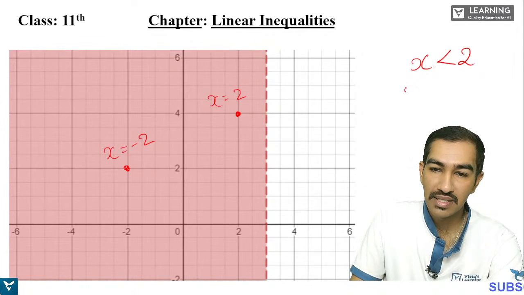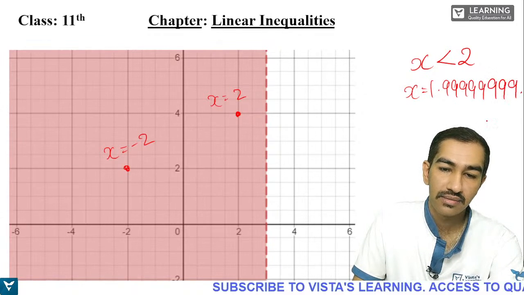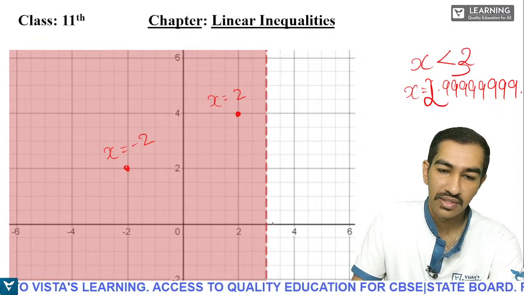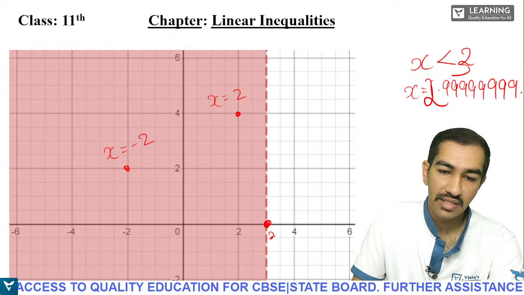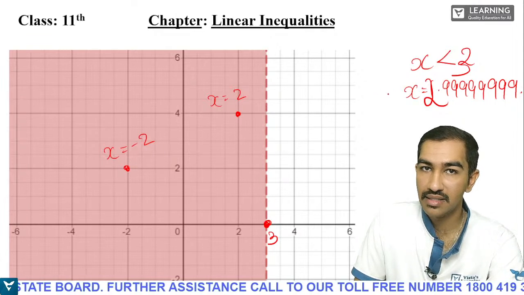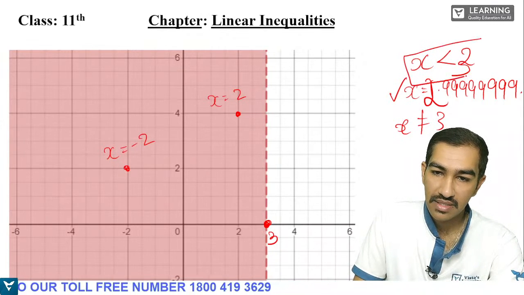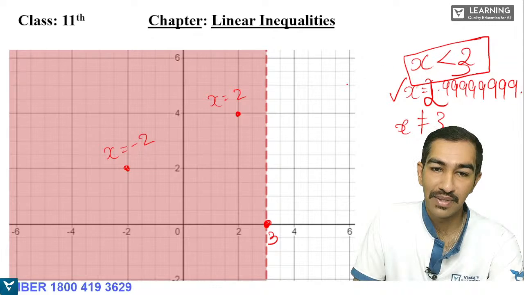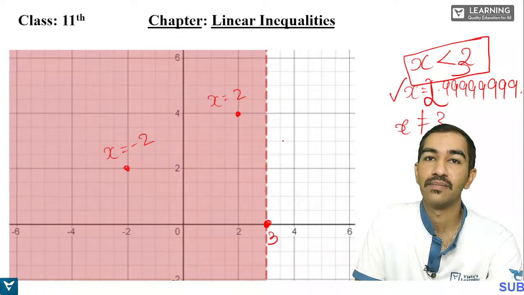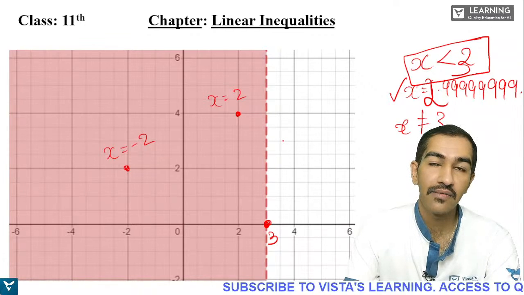So x is lesser than 2 means x can be equal to 1.999999 and so on. So again this is 3. Okay, so this is 3 and this is, we'll write 2. So see this point? This point is 3 here. Okay, x is lesser than 3. So x can be 2.99999. That is all right. But x cannot be equal to 3. Why? Because this graph is representing x is lesser than 3. Okay, because see we have put a dotted line, right? Dotted means we have to exclude that value. Understanding? Dotted means we have to exclude that value. If it is a solid line, then we have to include that value.